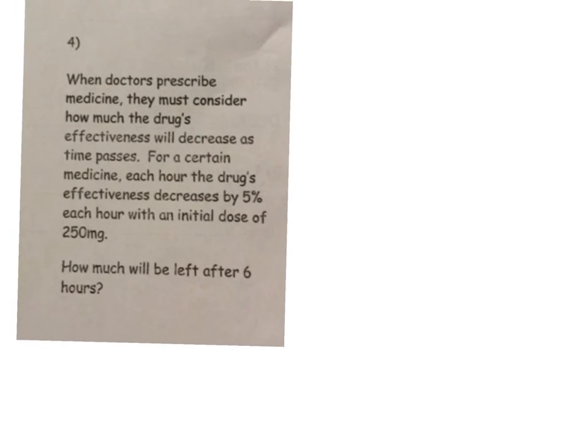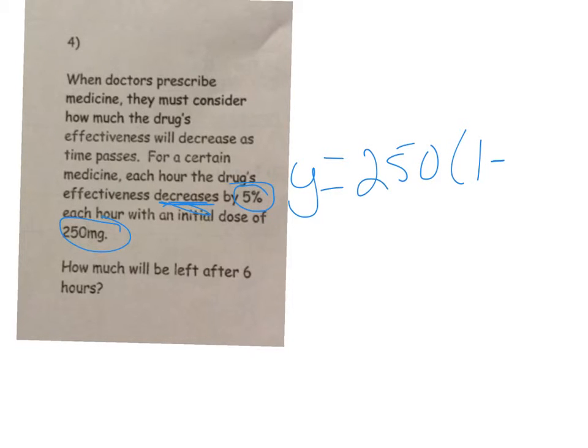All right, so we're talking about decreasing. So that indicates to us that we have exponential decay. Our initial dose was 250 milligrams. We'll multiply that by 1 minus the rate. In this case was a 5% decay, so 0.05. And we want to know how much we have after 6 hours, so to the 6th power. So that should have been your equation.